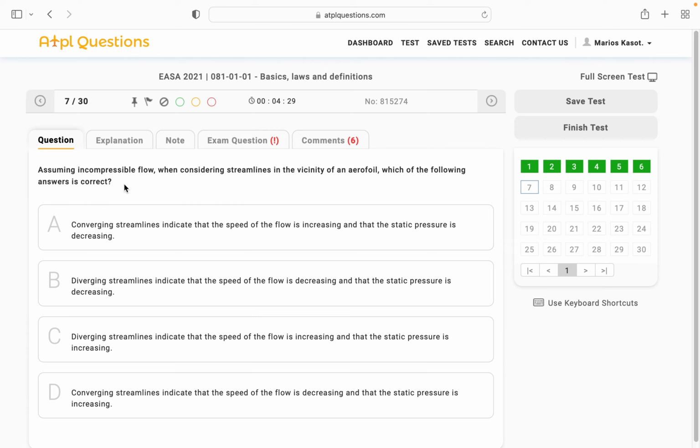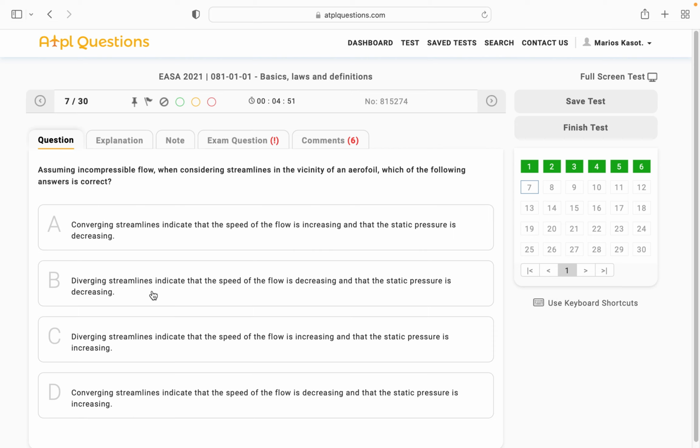Assuming incompressible flow, when considering streamlines in the vicinity of an airfoil, which of the following answers is correct? Converging streamlines indicate that the speed of the flow is increasing and the static pressure is decreasing. According to our theory, this is correct. Let's see also the rest of them.